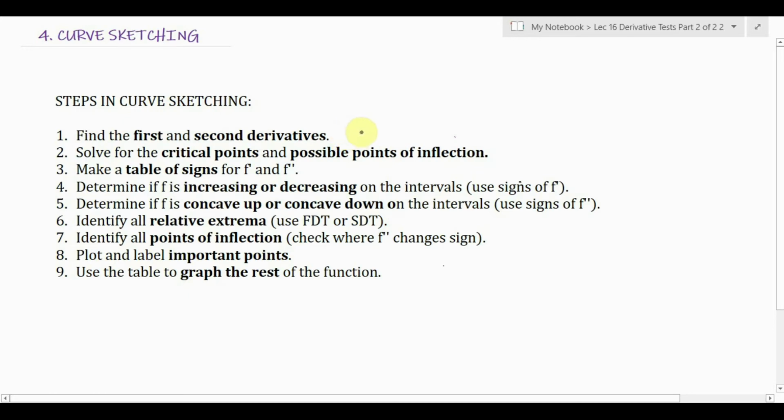Hi guys, welcome back to the second video for our lecture. This will be the fourth and the final section for the day, which is curve sketching.